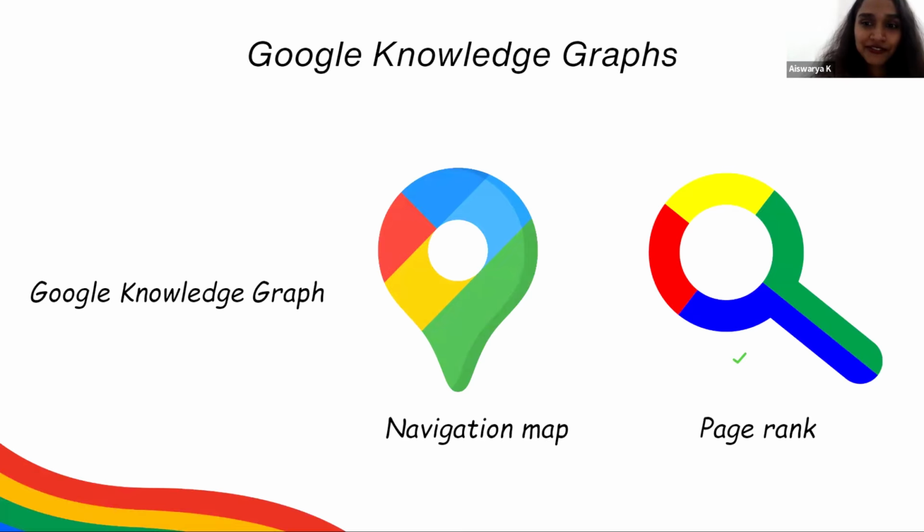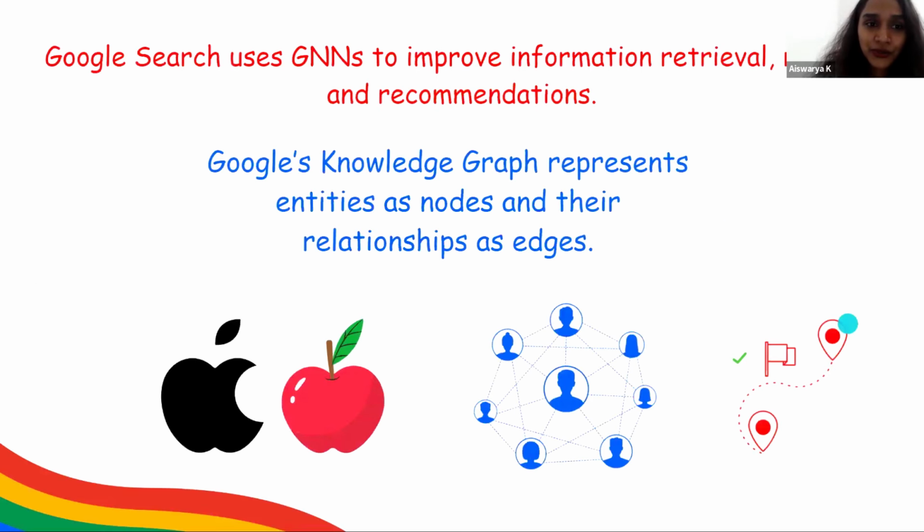This was the first use of graphs in large-scale AI in a company like Google. And even today, modern Google search combines the PageRank algorithm with graph neural networks and transformers. So Google was built on graphs. The knowledge graph and PageRank are just natural evolutions of the same idea, and that is why Google invests heavily in GNNs even today. Google search uses graph neural networks to improve information retrieval, ranking, and recommendations. Google's knowledge graphs represent entities as nodes and their relationships as edges in the graph.